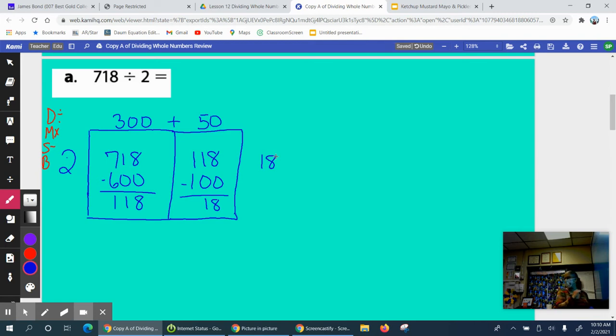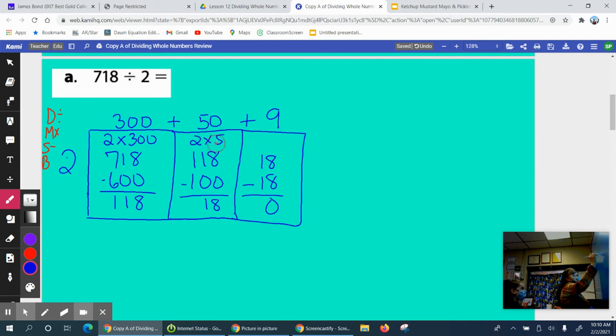How many 2s are in 18? 9. Very good. I have 9 2s in 18. That's first I divided. Now what do I have to do? Multiply. 2 times 9 is 18. Now we have to subtract. That's 0. Yay. If it helps you, you can even write 2 times 300 up here, 2 times 50 up here, and 2 times 9 up here each time. Do you have to? No.